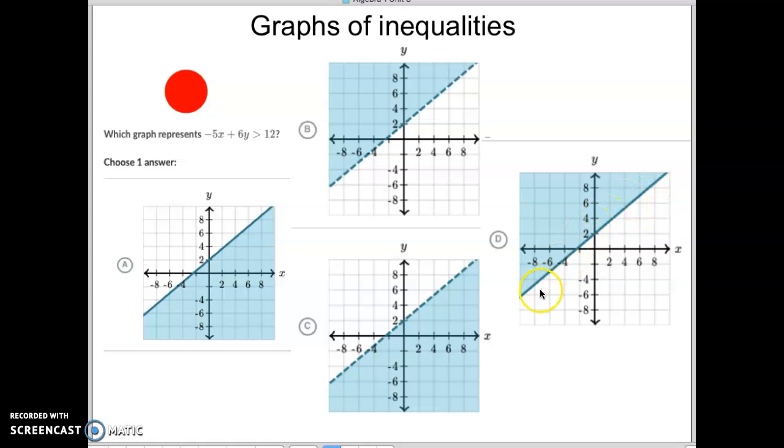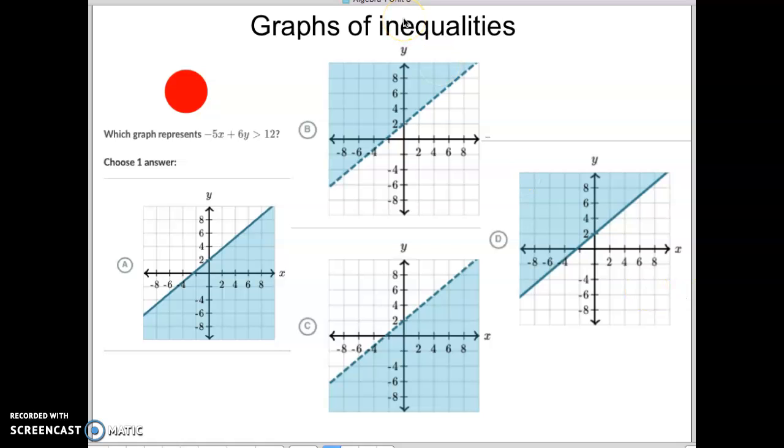First of all, should it be a solid line like A and D are, or a dotted line like B and C are? And you know that based on the inequality. If it has an equal sign, then it's like A or D. If this does not have an equal sign, then it's the graph like B or C. This one does not have an equal sign on it. So it's either going to be B or C, and we can eliminate A and D right off the bat.